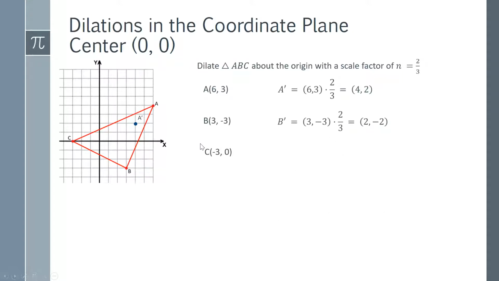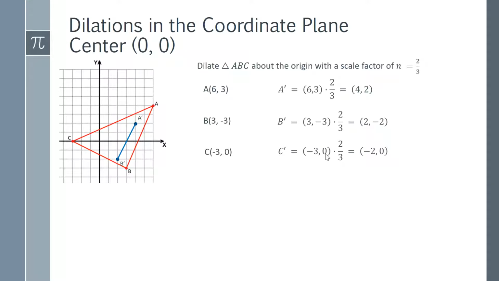Let's take a look at B. So for B prime, we take 3, -3 again and multiply it by 2/3. 3 goes into 3 one time. 1 times 2 is 2. 3 goes into -3, -1 times. -1 times 2 is -2. So that's our second point. I put those backwards. So there's the point, -2, -2. And that is B prime. So we got our first segment right there.